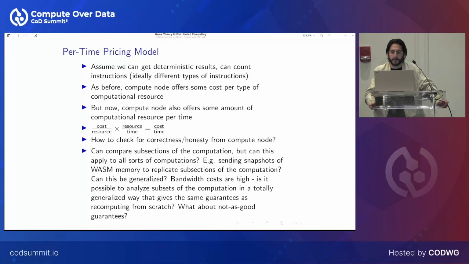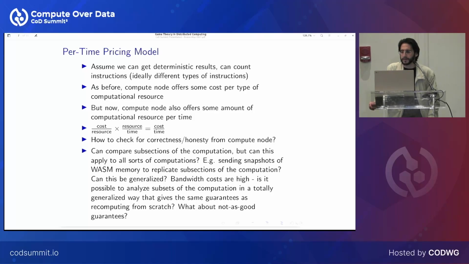But we still have to be able to check for correctness and honesty, and so there's a ton of questions around this. Can we compare subsections of the computation? We could take a snapshot of the WASM memory and, let's say we split the computation into 100 pieces, we could check checkpoint 57 to 58, right? And see if you get the same result out.